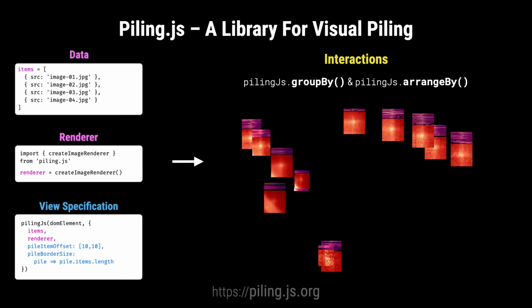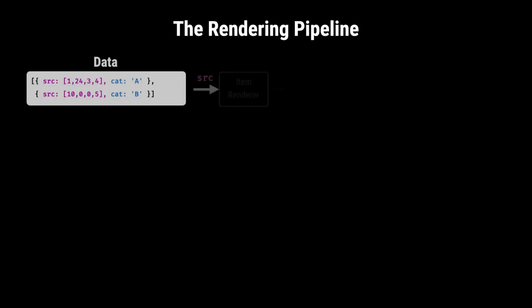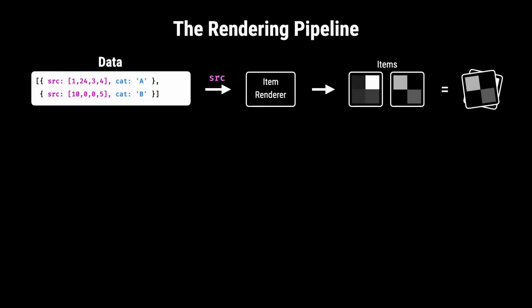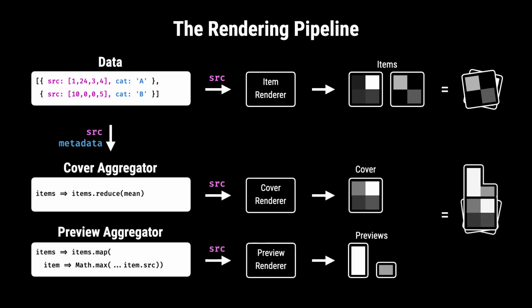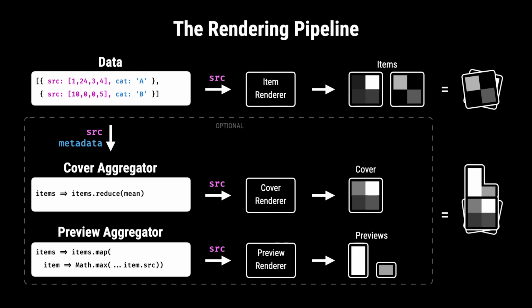And now you might be wondering how exactly it's possible to render these matrix piles which feature one-dimensional previews on top of a cover item that is showing the mean of the grouped items. And so here's again the basic rendering pipeline from the previous slide. However, just a single renderer cannot show cover and preview elements that we've seen before. Therefore, Piling.js allows to optionally specify aggregator functions for the cover and preview renderings. Importantly, each part of the three rendering pipelines can be mixed and matched to support all types of pile encodings presented in our design space.